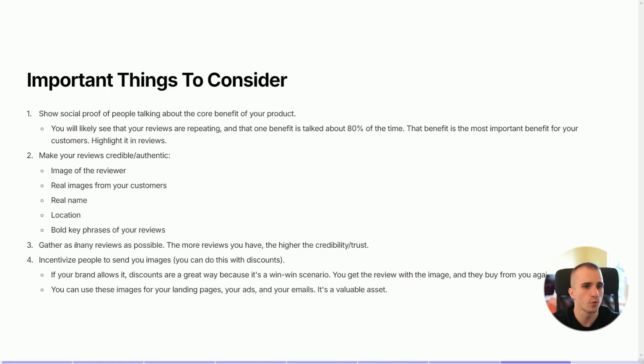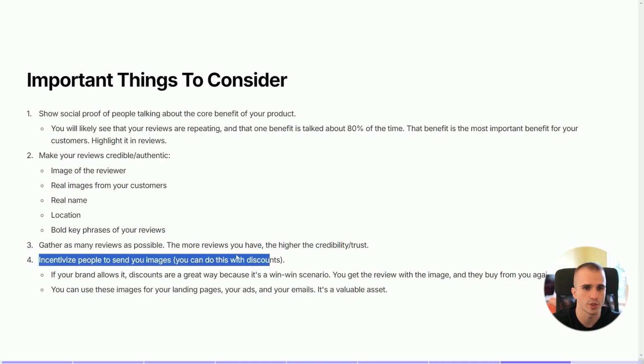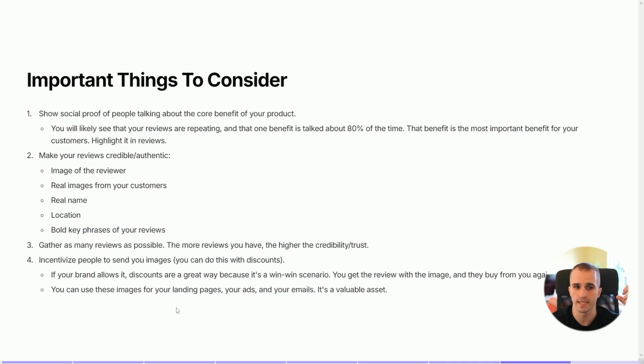You also want to gather as many reviews as possible. The more reviews you have, the higher the credibility and trust, which is kind of obvious. You also want to incentivize people to send you images or videos. You can do this with discounts. If your brand allows it, discounts are a great way to do that, and it's a win-win scenario because you will get the review with the image and they will buy again from you because they have that coupon code waiting for them to be used.